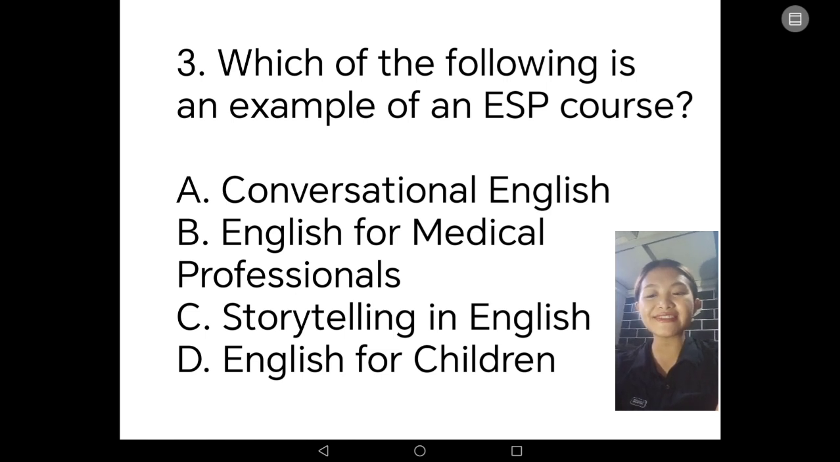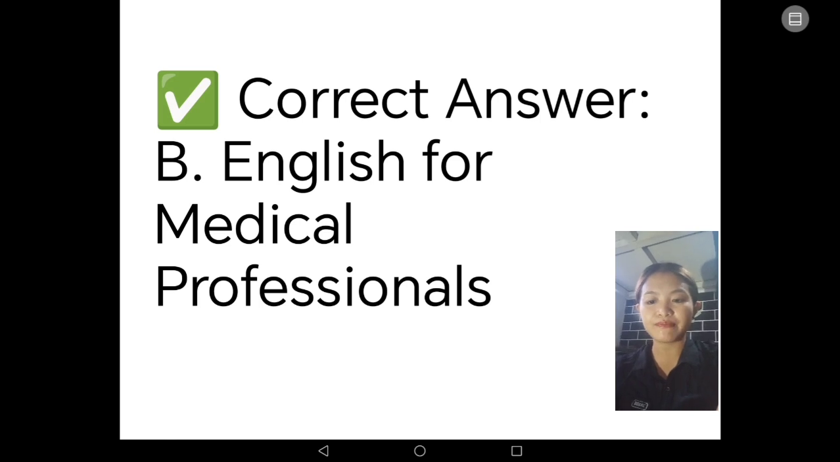Okay, the correct answer is letter B. English for medical professionals, because this course targets specific terminology and communication practices used in the medical field, making it a clear example of ESP, or English for specific purposes.